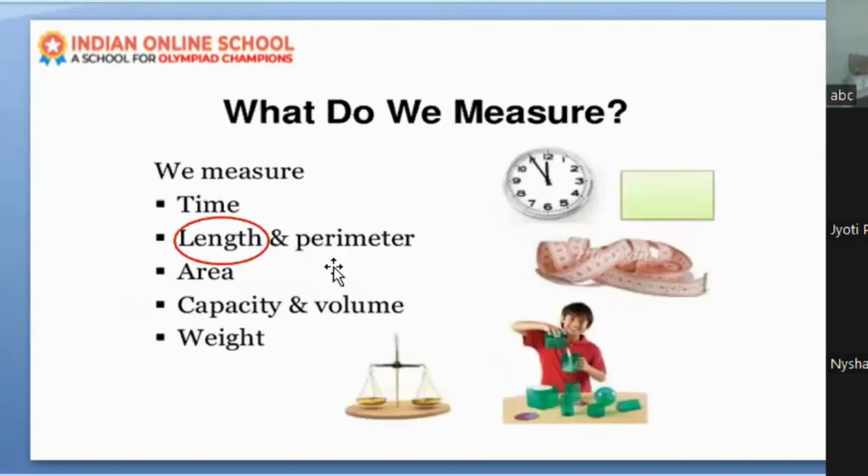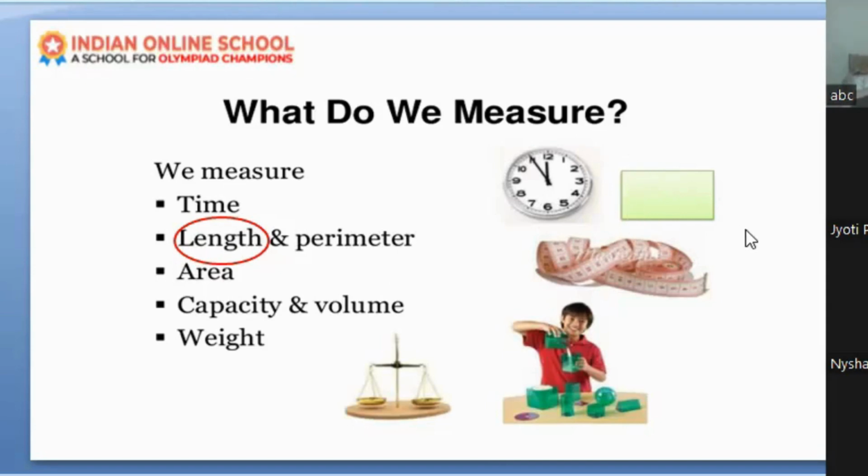Okay, let's talk in detail about what we measure in our day-to-day life. We can measure time. Before, we didn't know time, but now we have a watch to get to know what time it is exactly. So time is a measurement. We can also measure length. Since you are in 6th standard, you are quite familiar with length and perimeter. Length is how long the object is.